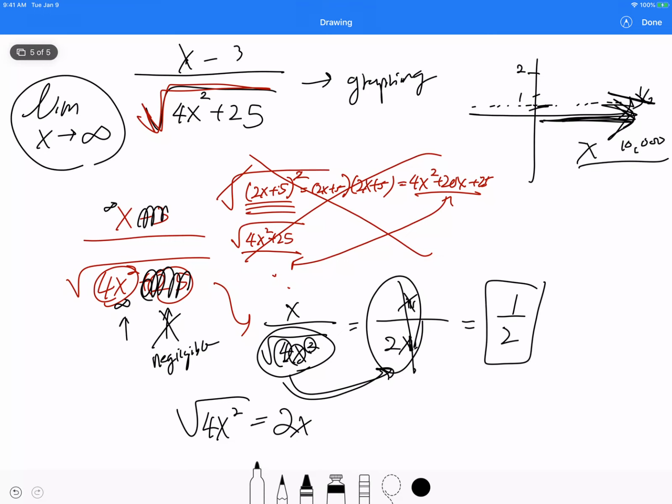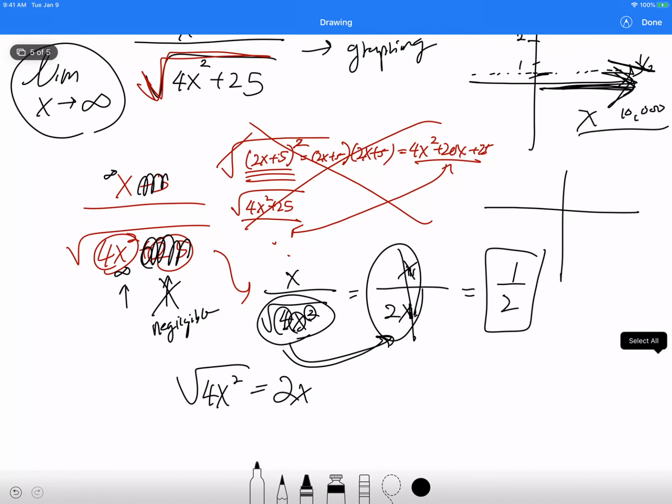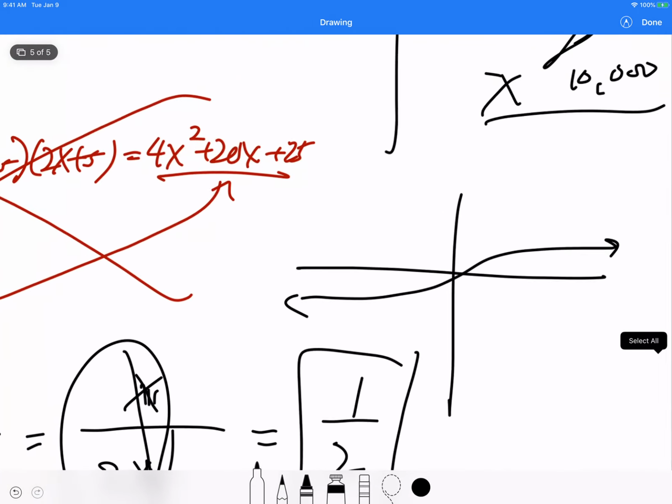Let me just use Desmos to show you what I'm talking about. So I'm on Desmos right now, and I'm going to simply type in x minus 3 over square root of 4x squared plus 25. Now, if you graph that on Desmos, I have a graph that looks something like this. If you take a look at this graph, notice that if you were to zoom in, there is a boundary which this graph will approach, and I can guarantee you it's 1/2. So that's how you also know that the limit is approaching 1/2.